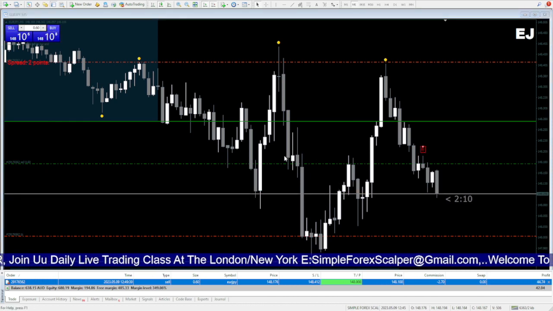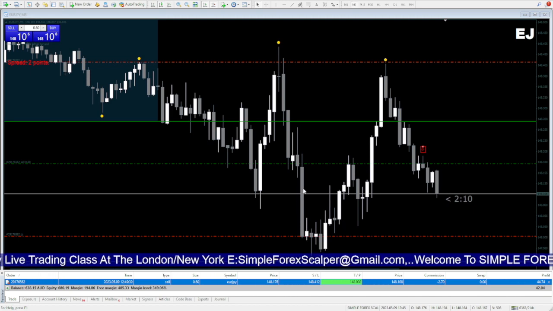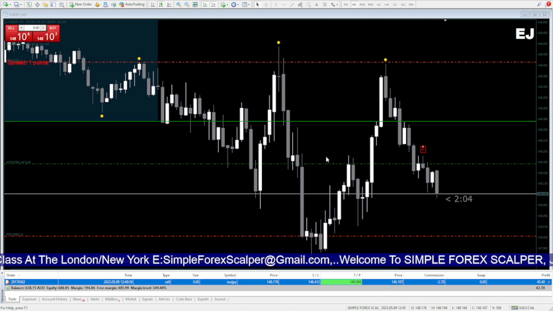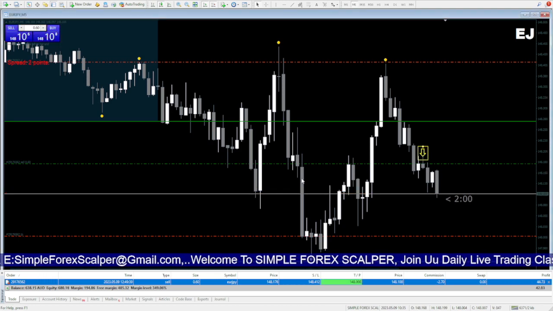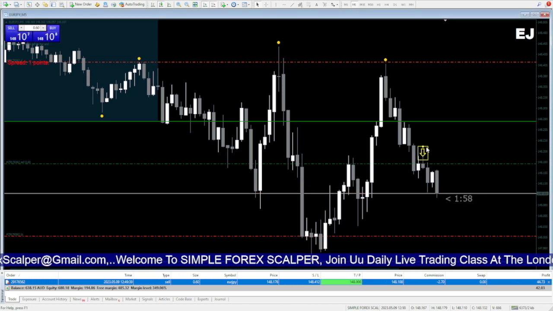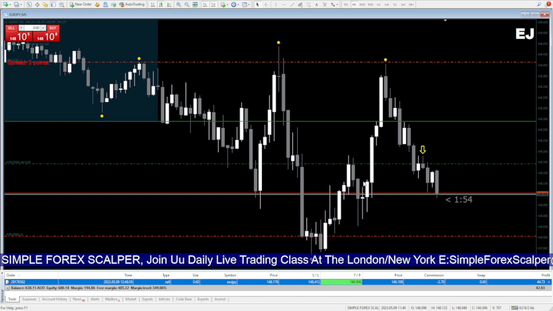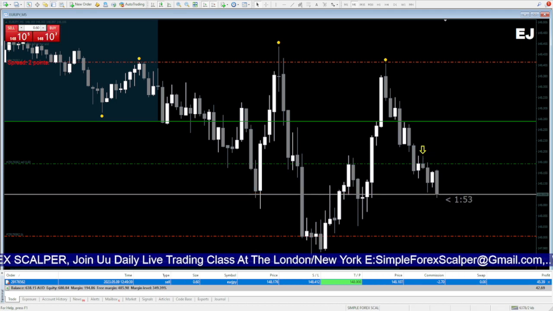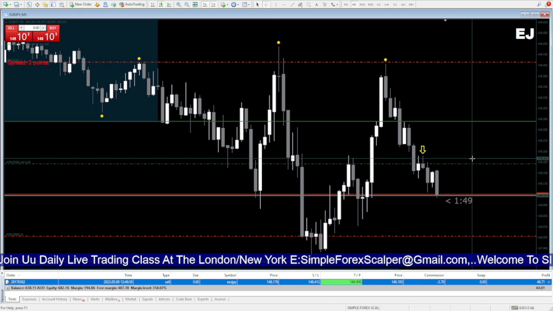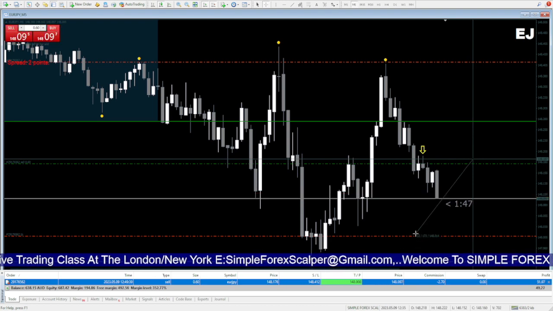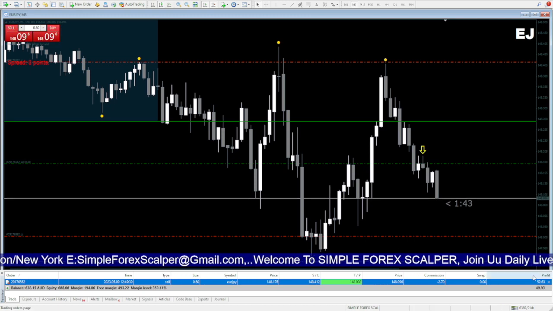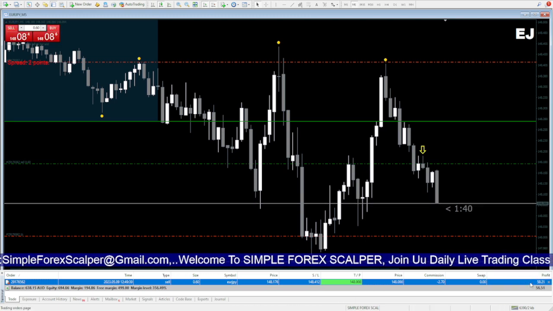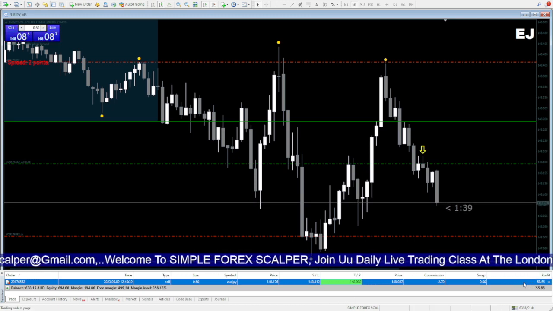Just gonna make that bigger. Now the market has moved halfway towards our take profit target, so we're targeting this price here at about 18 pips. Current balance now is $52, just over $50 now.